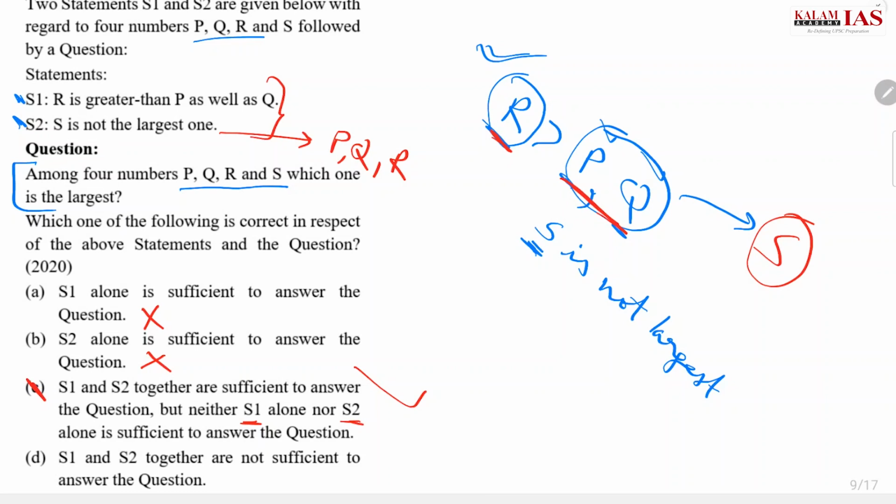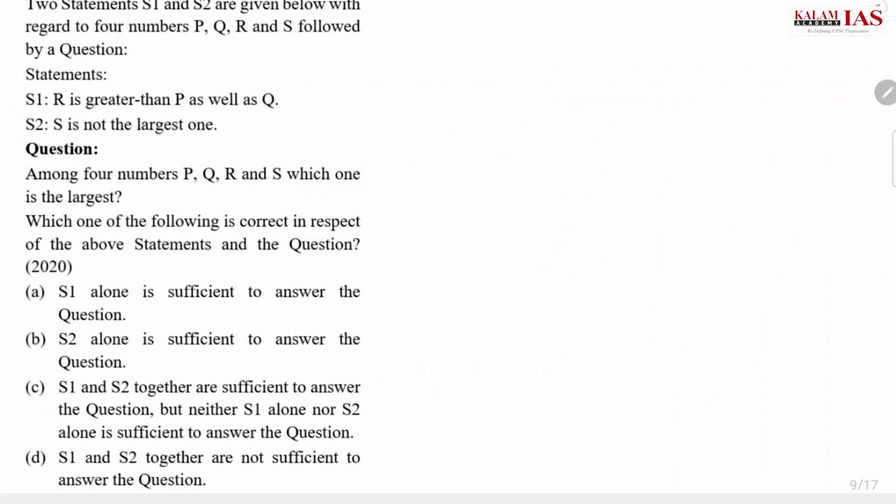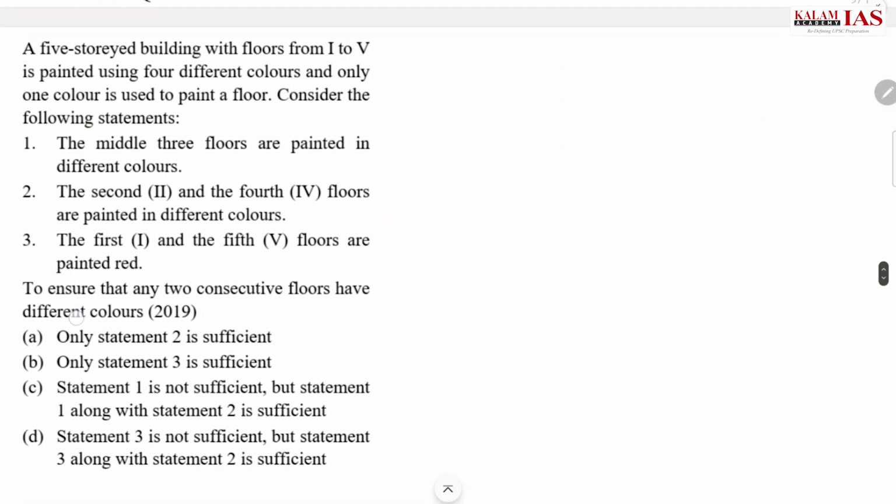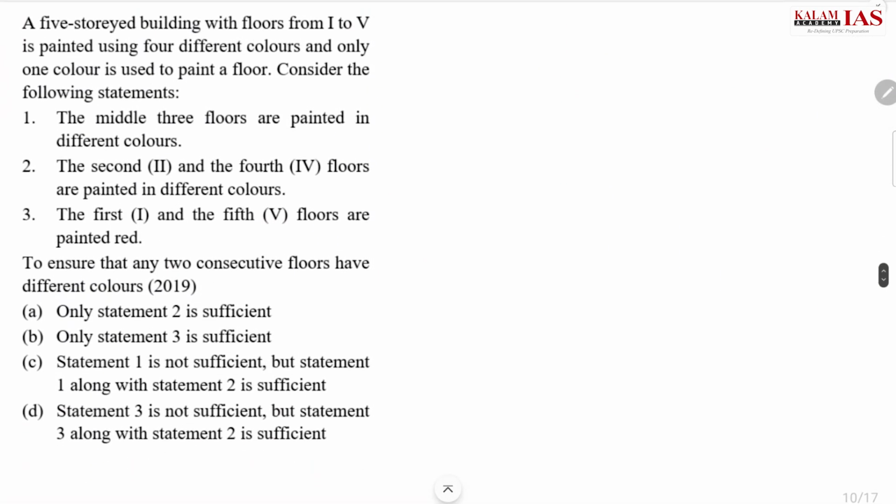Again, a very simple question. You have to just put the things in correct order and sequence and get the answer. Moving on to the next question. You have another 1 minute and then we'll attempt this question.